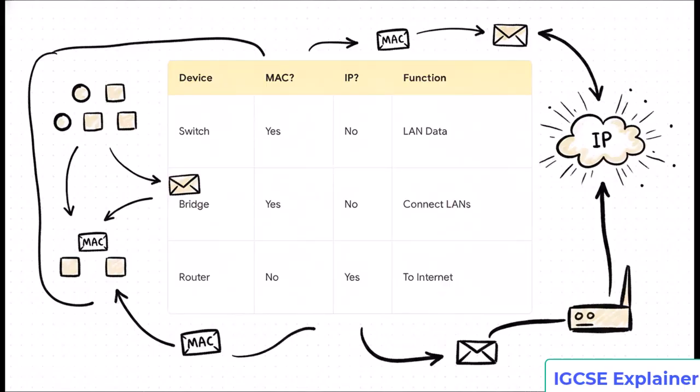But international post offices, which are your routers, use IP addresses to connect entirely different networks together, like linking your cozy home network to the massive, wild internet.